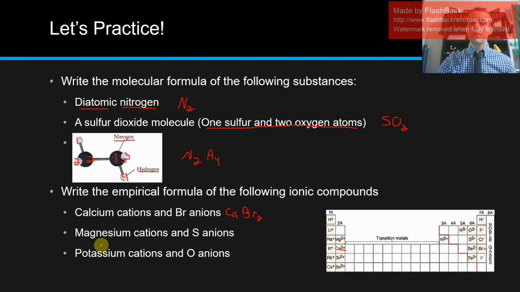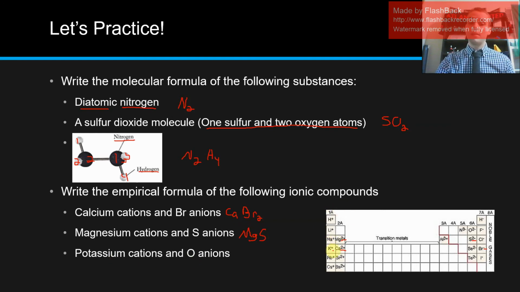What about magnesium cations and sulfur anions? Again, look at the periodic table. We see that magnesium has a charge of 2+, and sulfur has a charge of 2-, meaning that 1 magnesium and 1 sulfur will give an overall neutral charge. So this one will simply be MgS. And then lastly, potassium cations with oxygen anions.